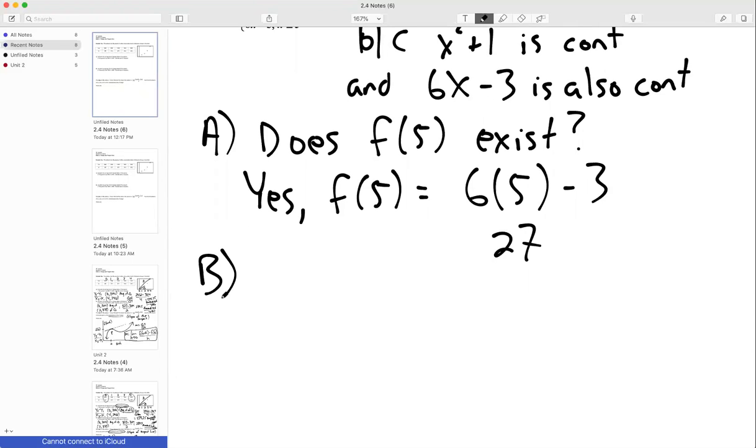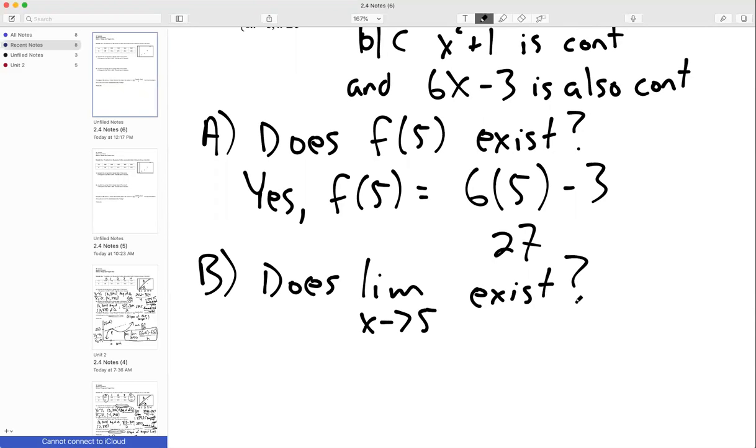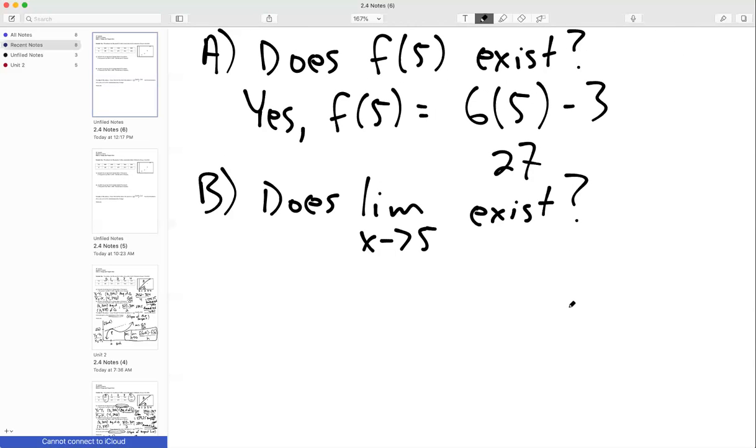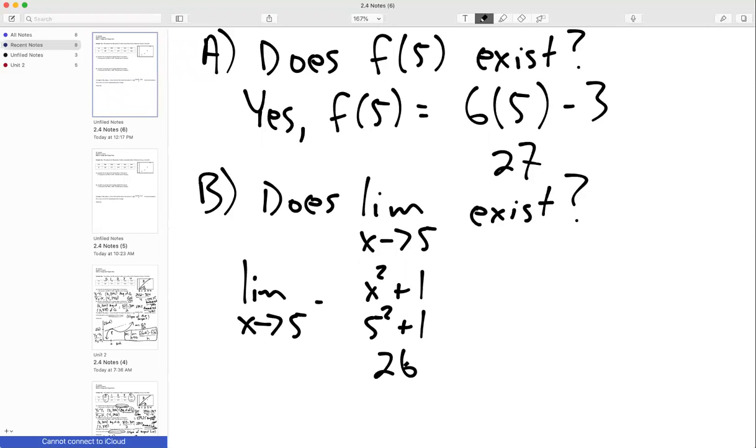So part B, does the limit as x approaches 5 exist? And for this to be true, the left-hand limit and the right-hand limit have to be equal. And so you really need to show that when you are writing this out. So I'm going to check the left side, the limit as x approaches 5 from the left-hand side. And so I'm plugging into the parabola there. And 5 squared plus 1 gives me 26.